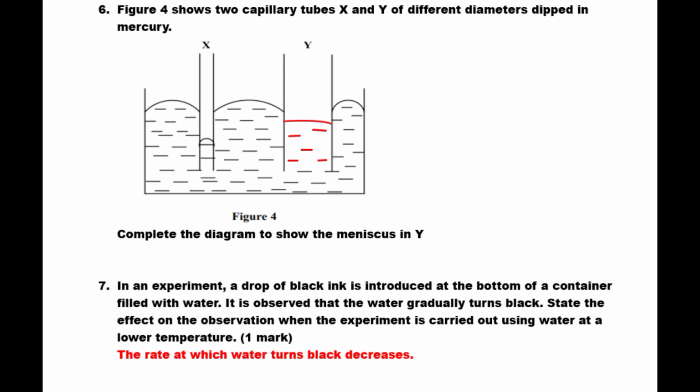Then question 7. In an experiment, a drop of black ink is introduced at the bottom of a container filled with water. It is observed that the water gradually turns black. State the effect on the observation when the experiment is carried out using water at a lower temperature.